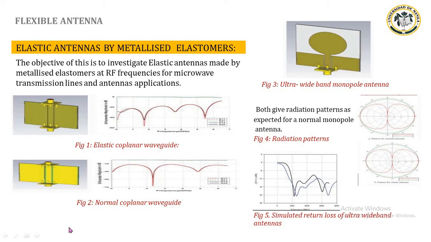The objective of this is to investigate elastic antennas made by metallized elastomers at RF frequency for microwave transmission lines and antenna applications. This is figure 1, elastic coplanar waveguide. Figure number 2, normal coplanar waveguide. Figure number 3, ultra-wideband monopole antenna. Figure number 4, radiation pattern. Both give the radiation pattern expected for a normal monopole antenna. Figure number 5, simulated return loss of ultra-wideband antennas.